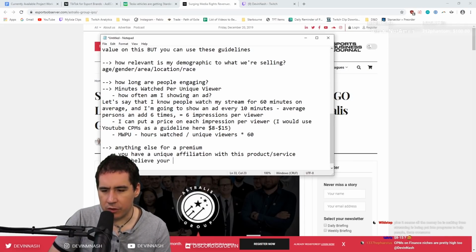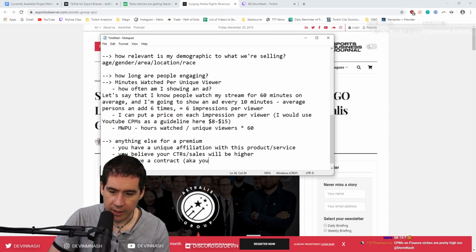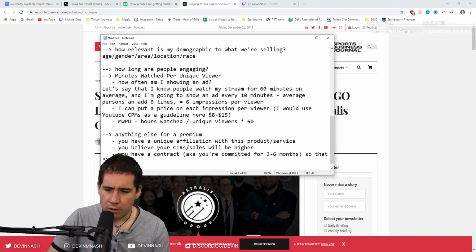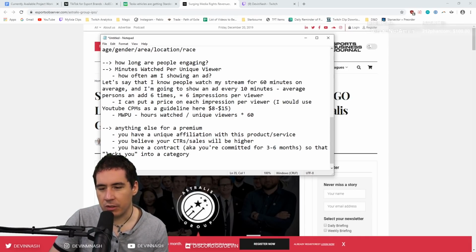You believe your CTRs and sales will be higher. You have a contract, AKA you're committed for 3 to 6 months. So that locks you into a category. For example, if you get a mouse contract, you're going to sell mice for Logitech, and Logitech wants you to do that for 3 months. They're locking that category for you for 3 months, and you can't sell other mice for 3 months.